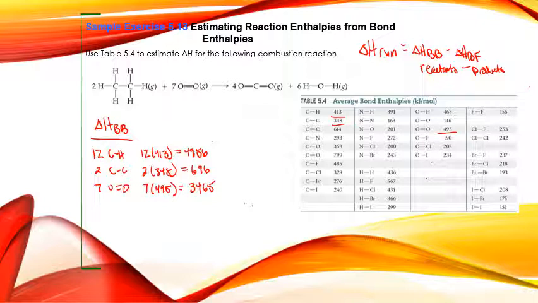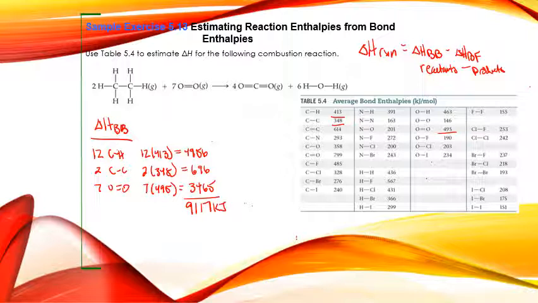At this point, I can add all these together, and my delta H for the bonds broken in this case, we have 4956 and 696. That would be 5652. And then we add 3465. So 56 and 34 would be 9,000. 52 and 65, that would be 117. So we have 9,117 kilojoules for my delta H for the bonds broken.